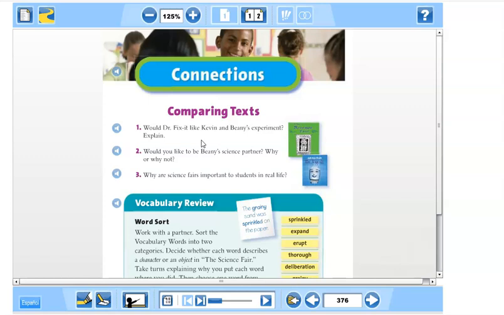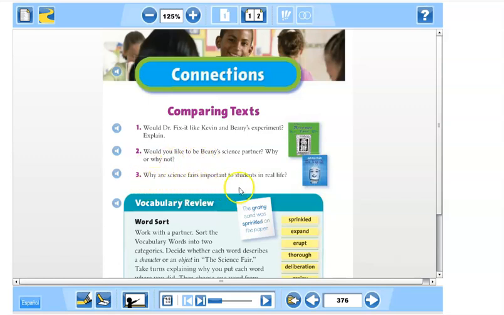So you're comparing those two texts. Number 2, would you like to be Beanie's science partner? Why or why not? You have to think about the type of personality you are and Beanie's personality. I would definitely say yes, because she's a hard worker, but she also is a worrier. So you'd have to make sure that you guys could balance that.